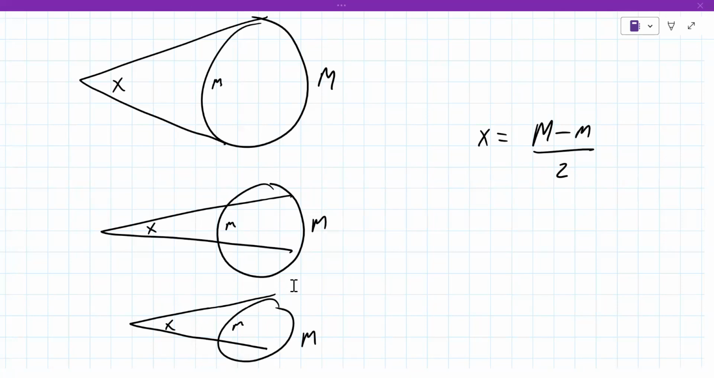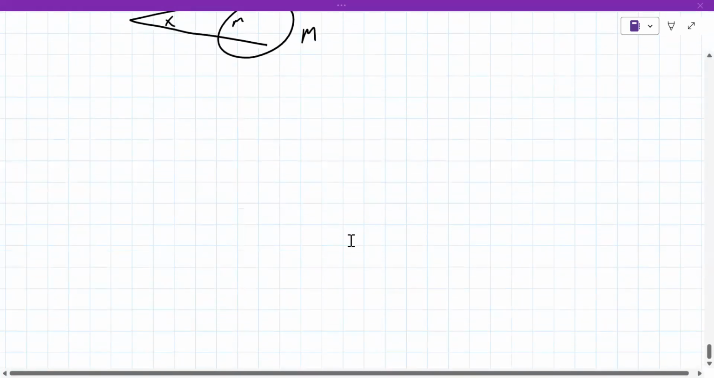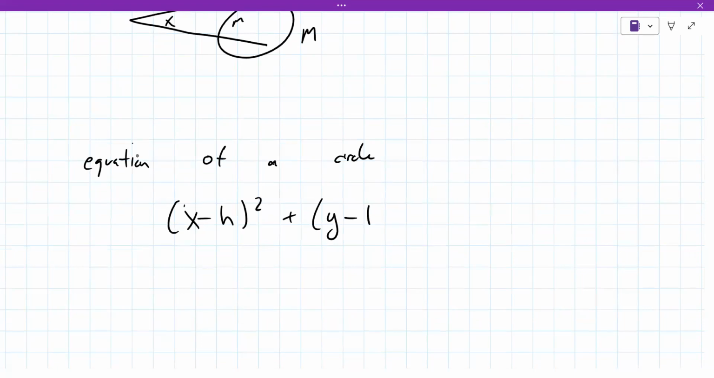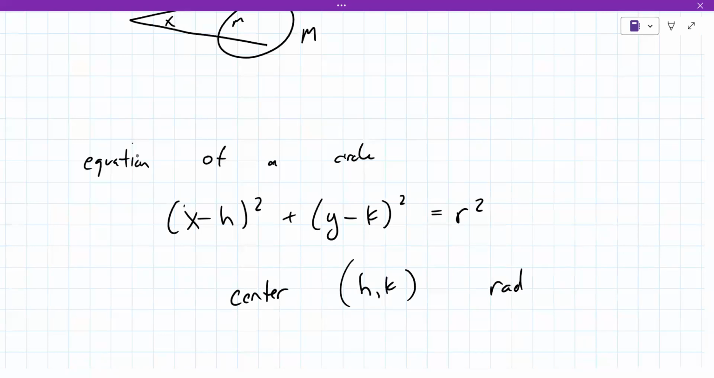Nice. All right, so last thing I'm going to be able to do for you here: I did drop something in the chat for areas and volumes. I would get all that down if you can. Last thing is the equation of a circle. And we ought to do an example. It's X minus H squared plus Y minus K squared equals R squared. So the center is at H comma K, and the radius is R.